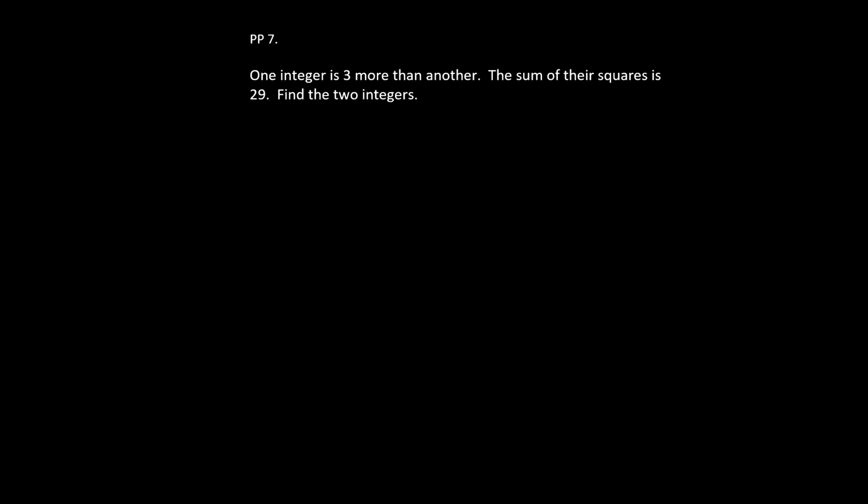I've got one integer is 3 more than another. The sum of their squares is 29. Find the 2 integers. All right, so we got to set up the facts here, basically. We could look for 1 equation, 2 equations to sum up our problem, and then take it from there as to what we've got to do. All right, so here's our first problem. I'm going to read it. If you don't quite understand it, we read it a second time.